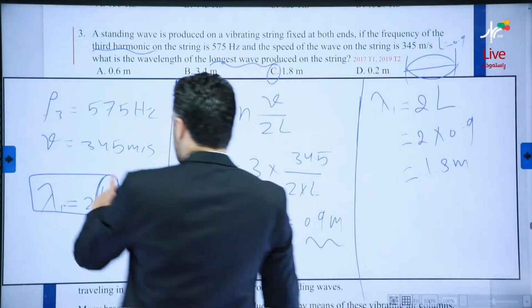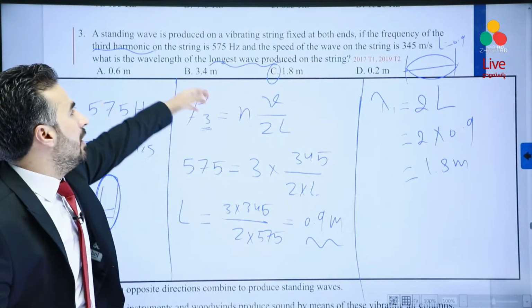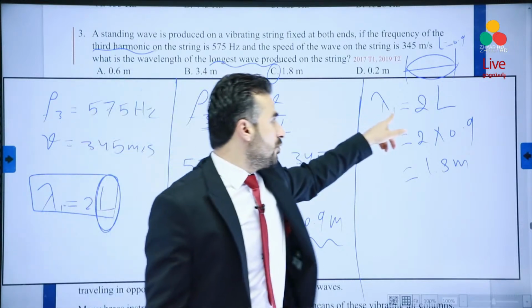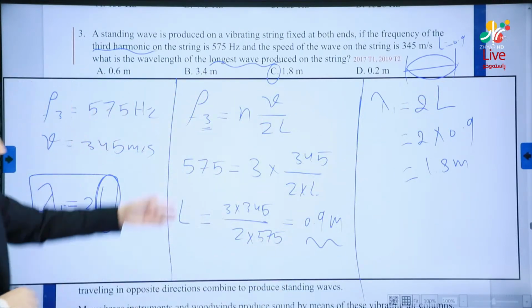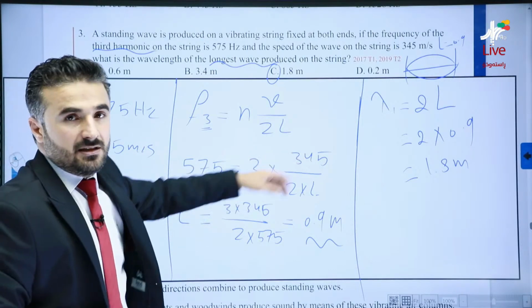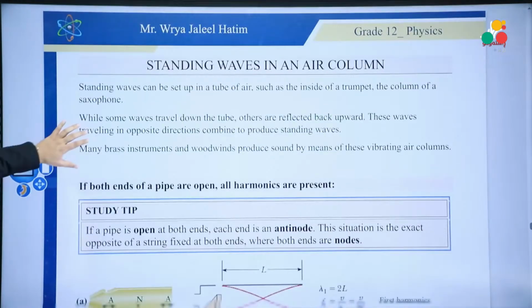Remember this, you might just find the length and say, oh yes, this is the longest wavelength. But no, remember, the longest wavelength equals 2 times the length of the string, and of course equals 1.8 meter. All right, moving to the next one.